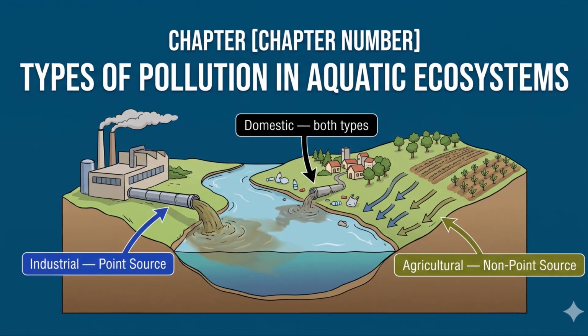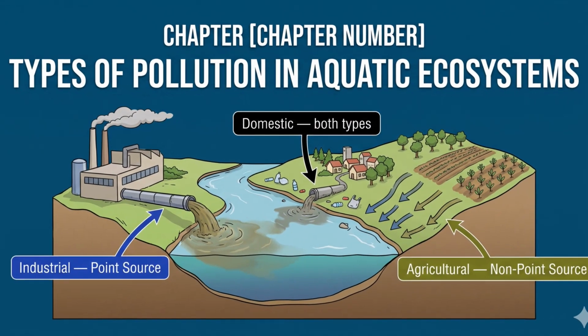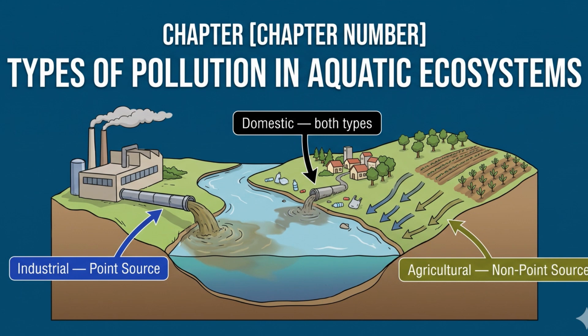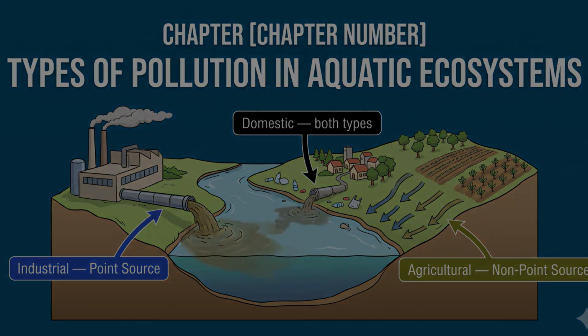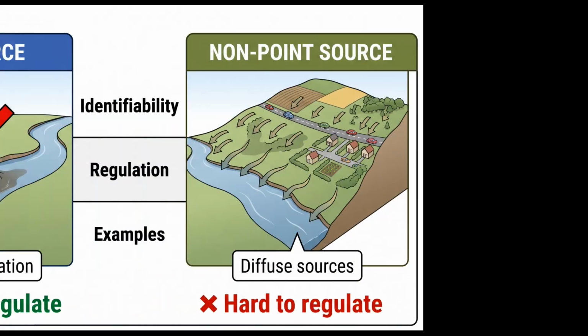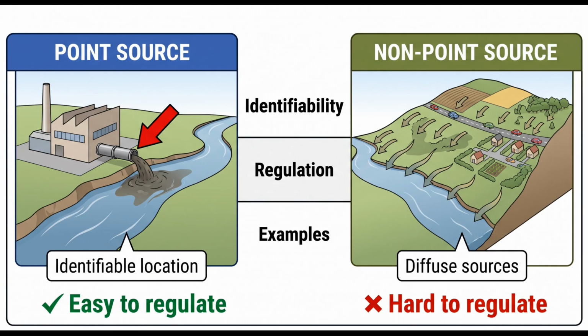Chapter 1. Sources of water pollution. Before we can discuss how to manage water pollution, we need to understand where it comes from. There are 2 source categories: point source and non-point source, and 3 main pollution types: industrial, agricultural, and domestic. Let's start with the category distinction because it runs through everything else in this video. Look at the 2-column comparison on screen.